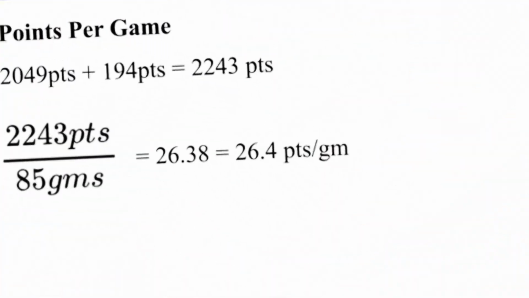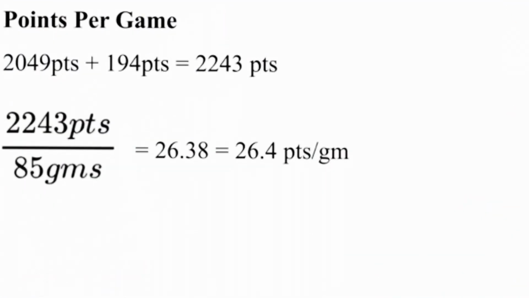For the points, we had to find how many points he scored in both the regular season and the playoffs. In the regular season he scored 2,049 points and 194 points in the playoffs. We added both and got a total of 2,243 points. Then we divided that sum by 85 and got 26.38, which we rounded to 26.4 points per game. We followed that same process for minutes per game, rebounds per game, assists per game, and blocks per game.